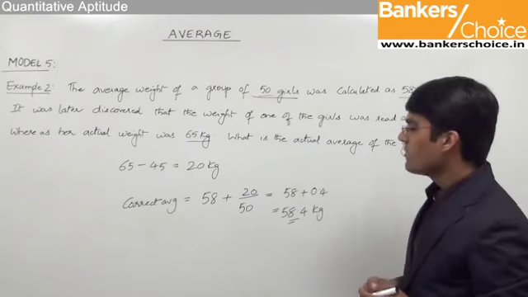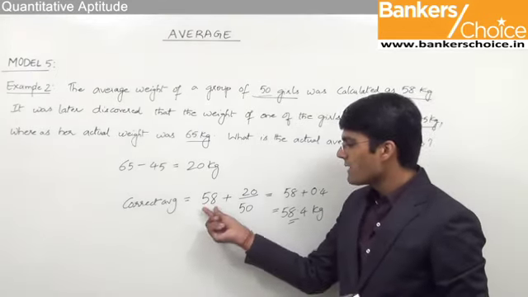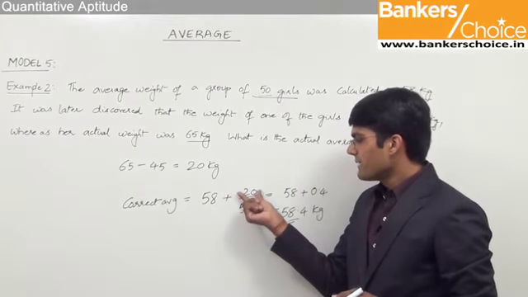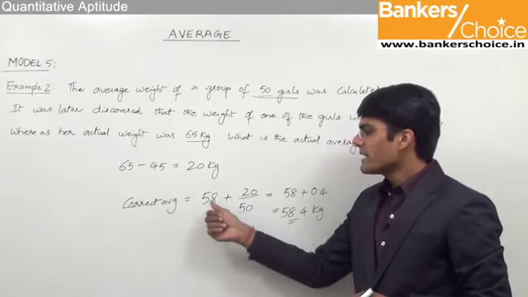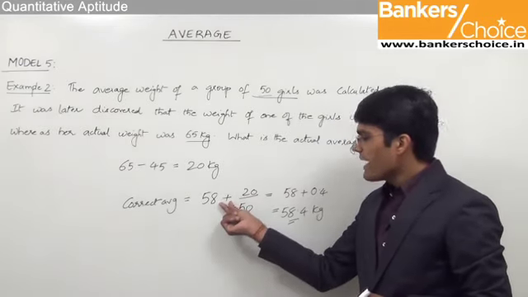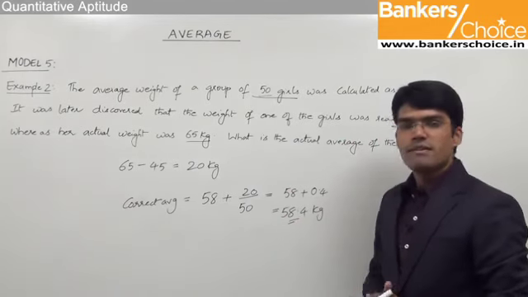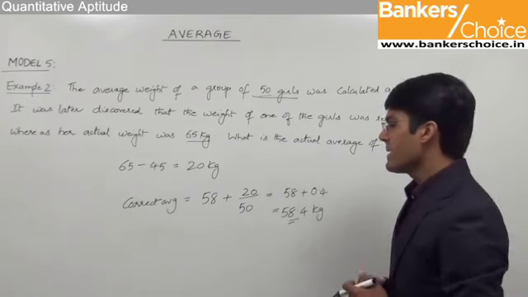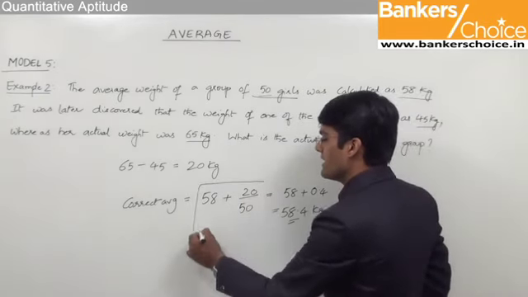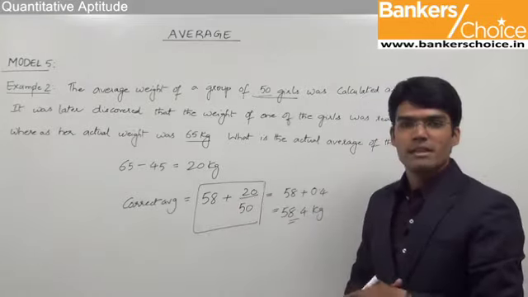So friends, this is how you can solve these types of questions, simply by taking the wrong average plus the difference divided by the number of elements. We should take plus when the correct average should be more, and we should take minus when the correct average should be less. So the answer for this question is 58.4 kgs. So avoid writing all the steps and simply get the answer by taking the wrong average plus or minus the difference divided by the number of elements.